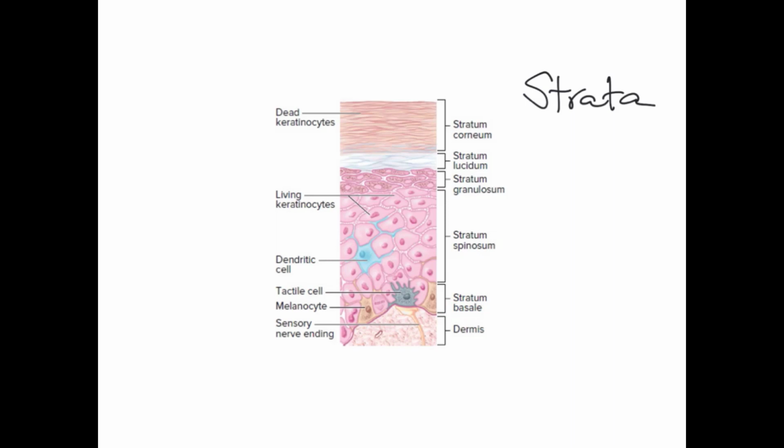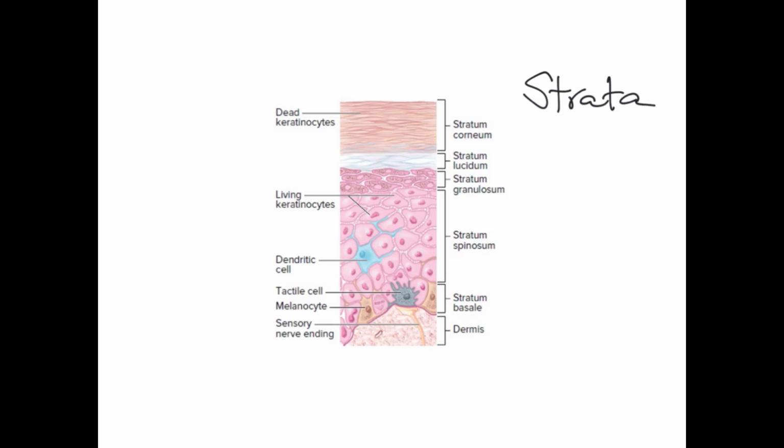And you can see these other little structures down here. There's a tactile cell. Tactile means touch. Melanocyte: melano means black. This is a melanocyte that will produce melanin, the pigment. A dendritic cell, a dendrite is a nerve cell, so this is going to give some of our sensation. And then here's a sensory nerve ending that comes from a dendrite. All right. And then it will lead into our dermis, which is the deeper layer.